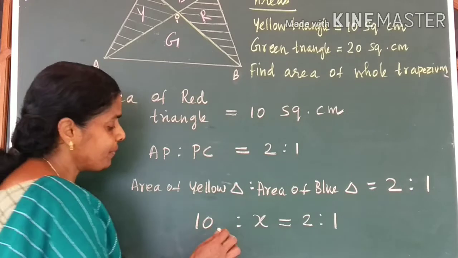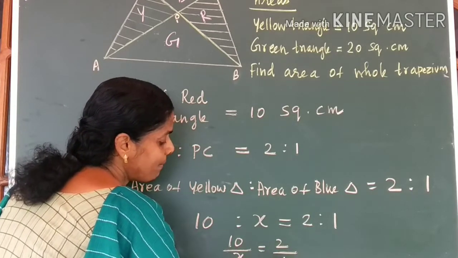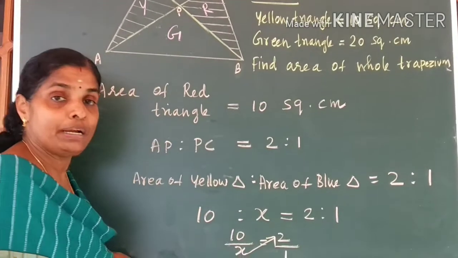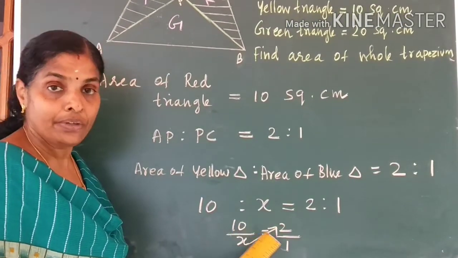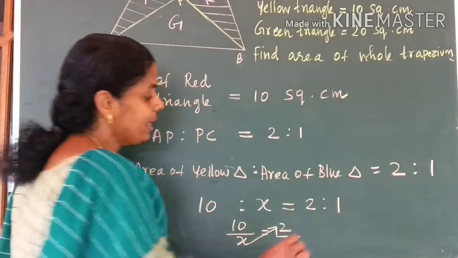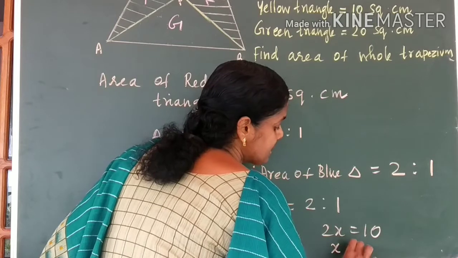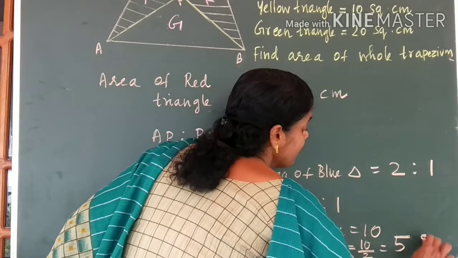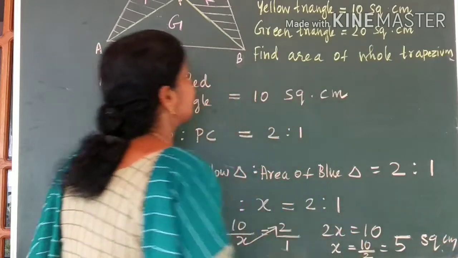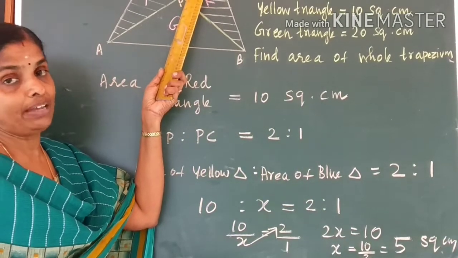From this what do you get? 10 by x is equal to 2 by 1. So if you cross multiply, 2x is equal to 10. Therefore, x is equal to 10 by 2, which is equal to 5 square centimeter. Now we got this area to be equal to 5.